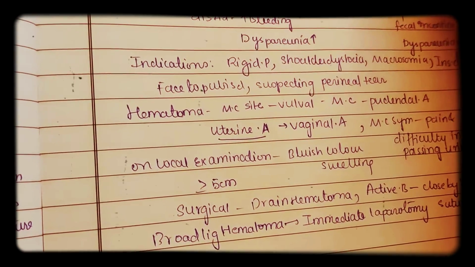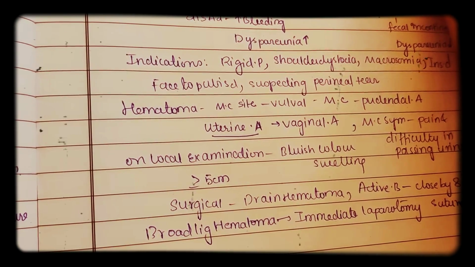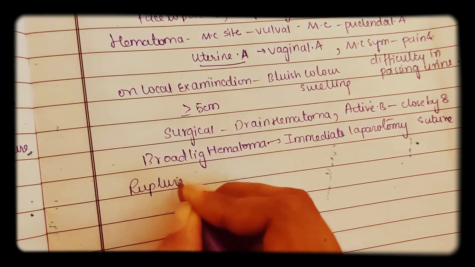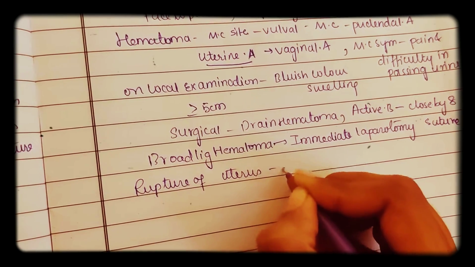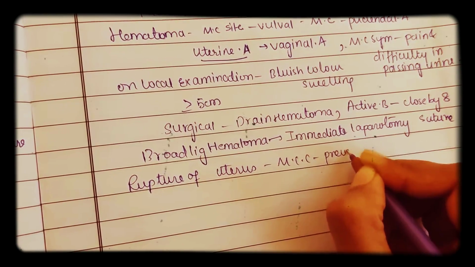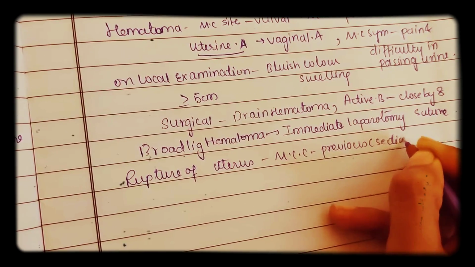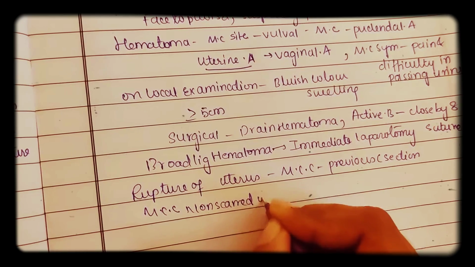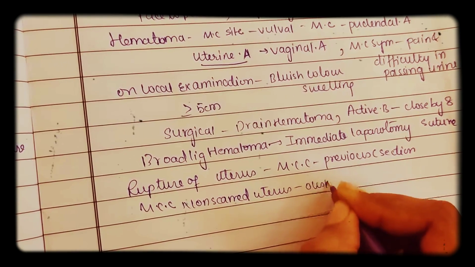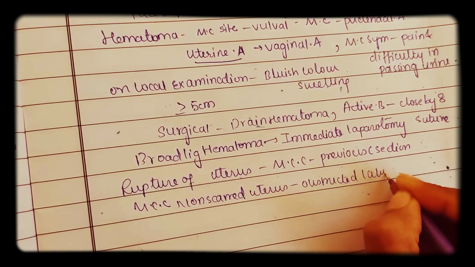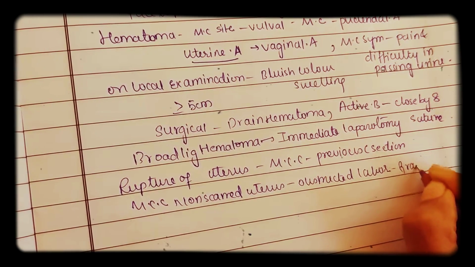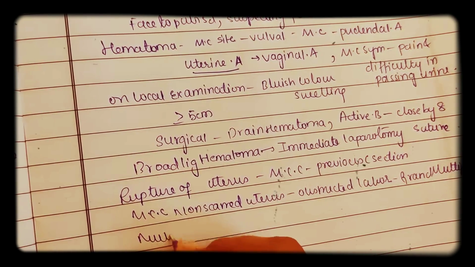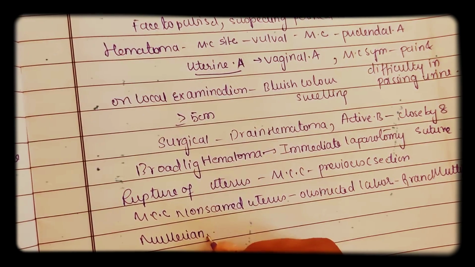Okay, so now coming to rupture of uterus. What is the most common cause of rupture of uterus? The most common cause is previous C-section. The most common cause in a non-scarred uterus is obstructed labor. Other causes may be grand multipara or Mullerian malformation.